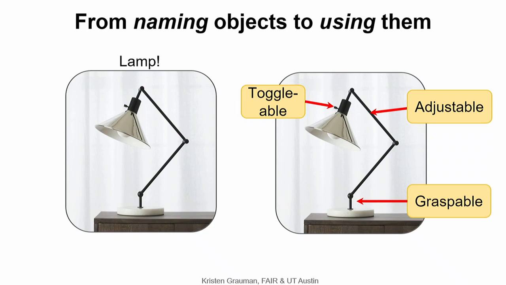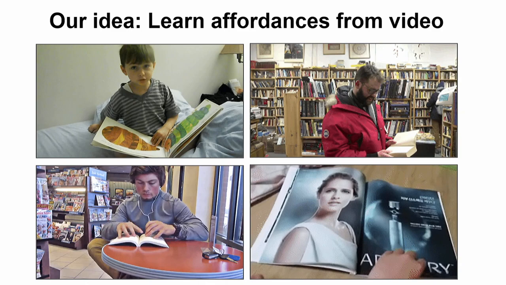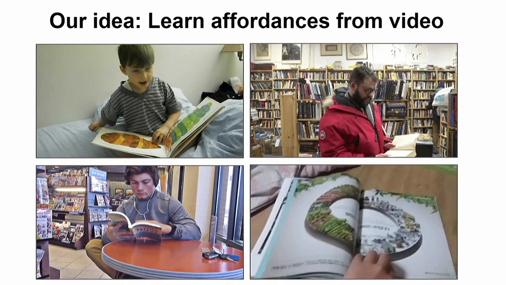So on the right, then, that's where we would like these models to be headed. Existing methods to do this take a fairly recognition-like or supervised approach, where they would ask people to even label images, say, where would you hold this lamp? Where would you toggle? And you can imagine annotating, teaching an AI system about that.